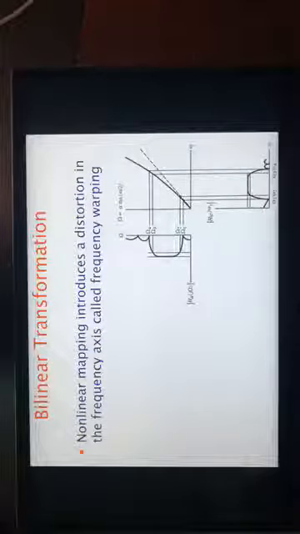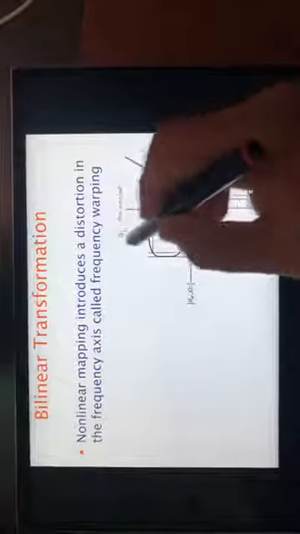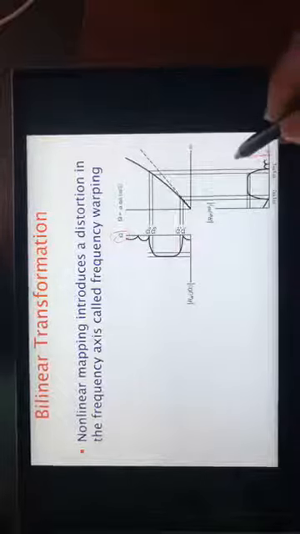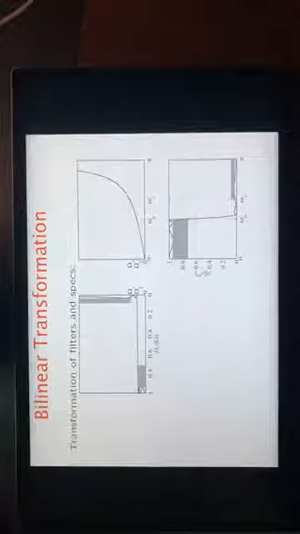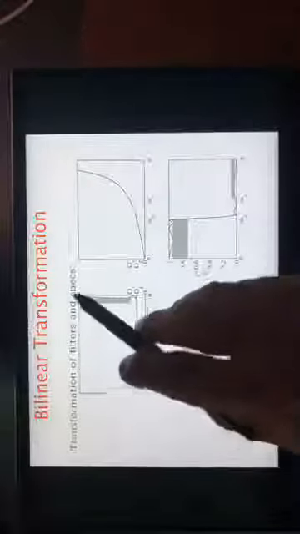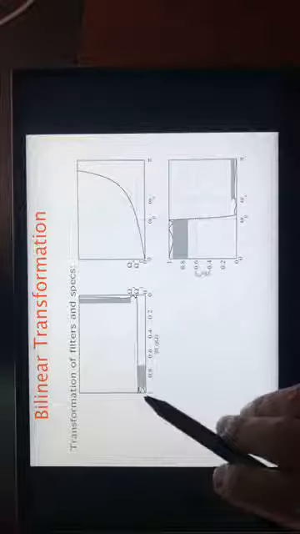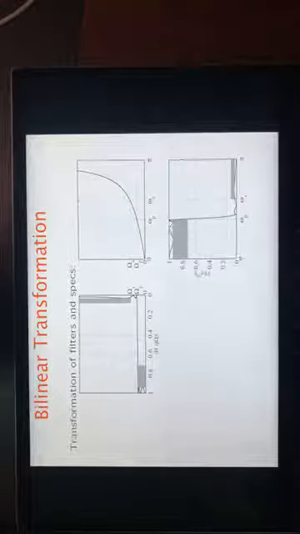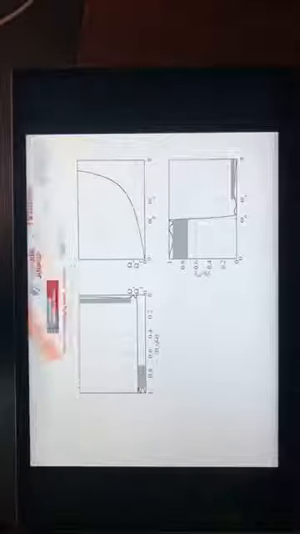So basically it will bring infinity through this transformation to pi. Infinity here is mapped to pi. So you see this and this. It may change shape, but I don't care about the shape. All I care is that it is meeting my specifications.